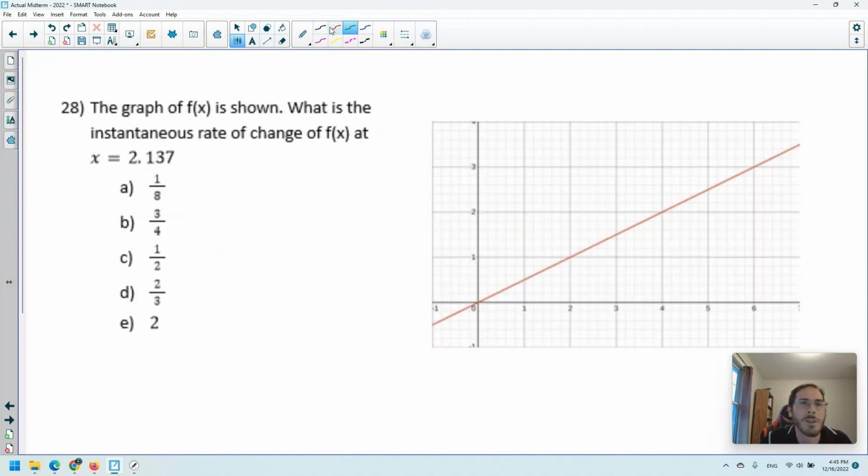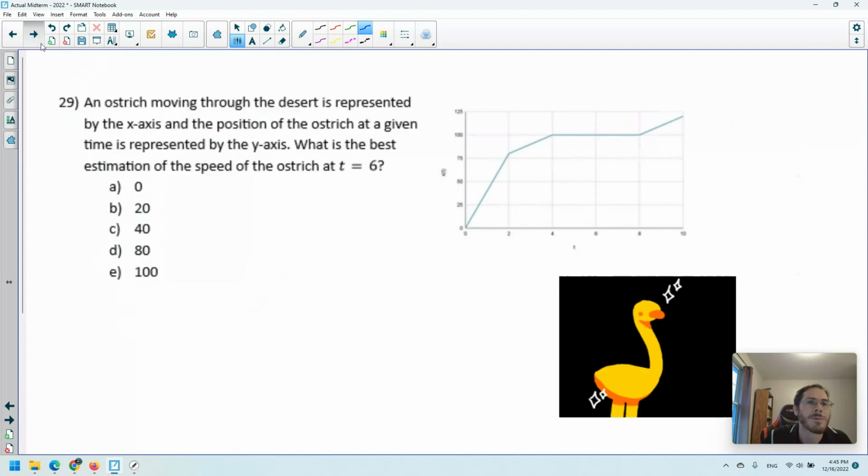28, this graph is shown. What's the instantaneous rate of change of f(x) at x equals 2.137? Since it's a straight line, the instantaneous rate of change is equal to the slope. So we can just find the slope. We're going to rise 1, run 2. And since it's a line, that's true for every single point on that line. So 1/2 is the correct answer.